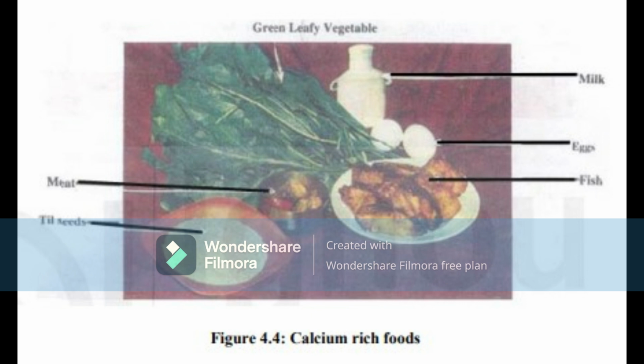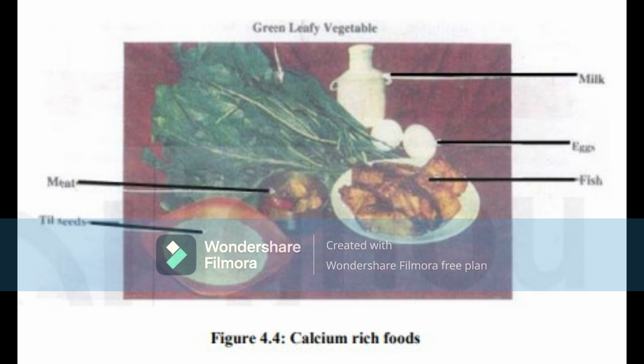Functions. The major role of calcium is to build our bones and teeth and keep them healthy. This function is performed in combination with phosphorus in the presence of vitamin D. Besides this, calcium also helps to regulate various body processes, for example, the clotting of blood. Calcium is important for building healthy bones and teeth.